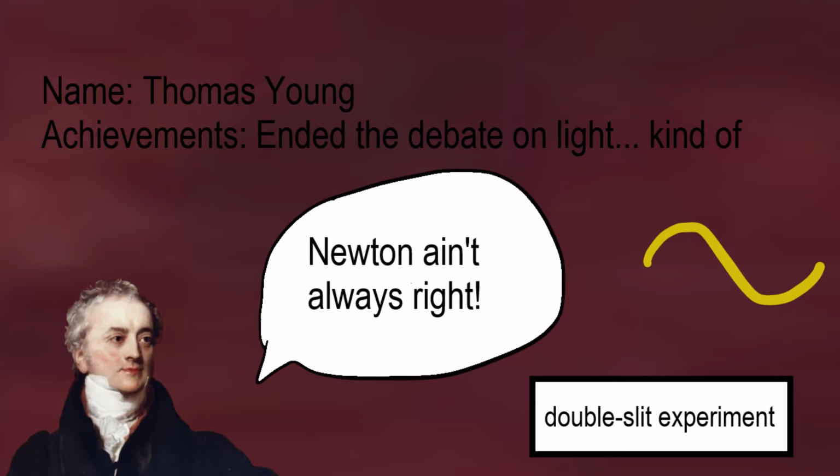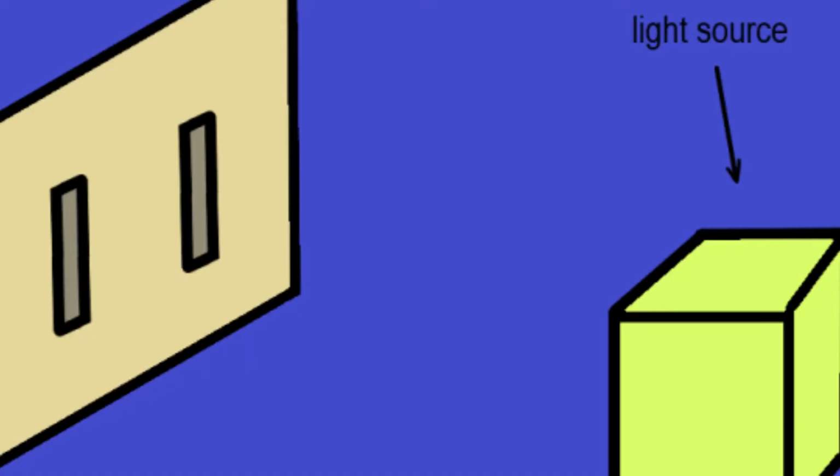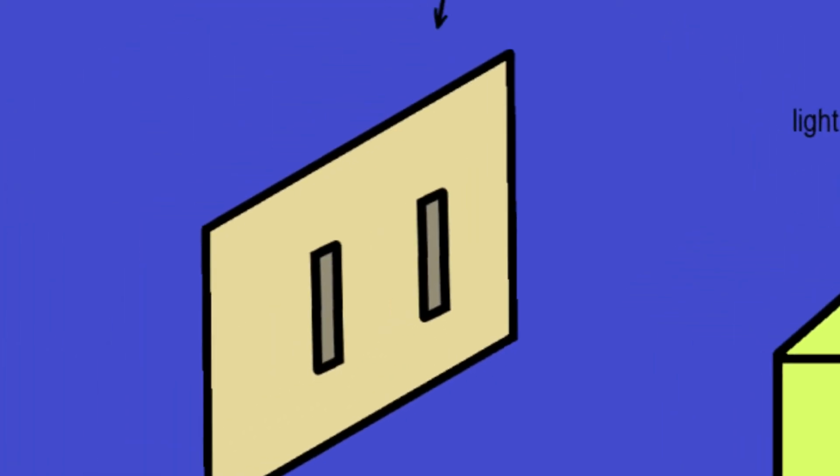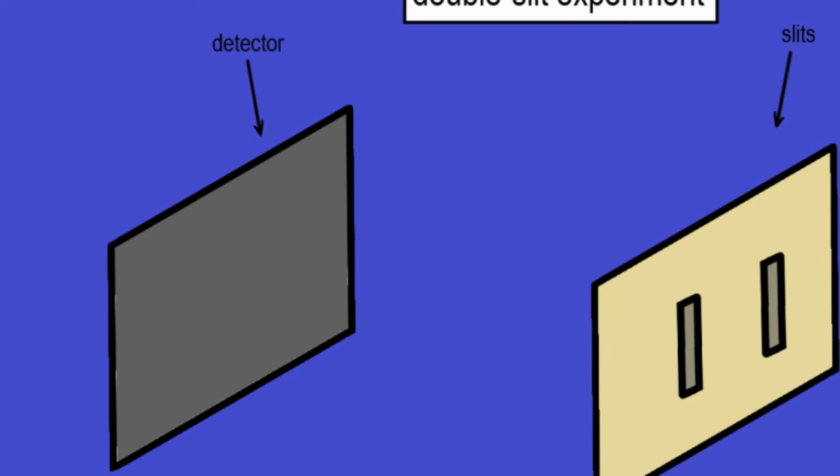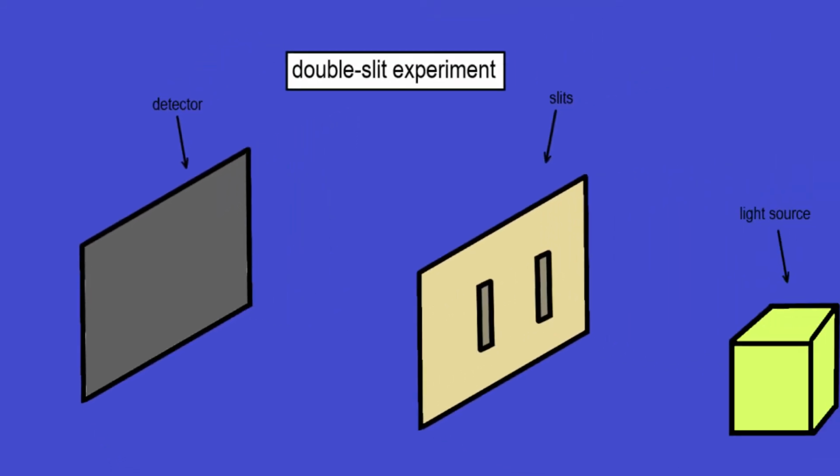In 1801, a chap named Thomas Young conducted the now famous double slit experiment. Young set up a source of light beams and passed the light through two tiny slits. Behind was this flat wall thingy, kind of a detector. This is how the experiment looks from above.